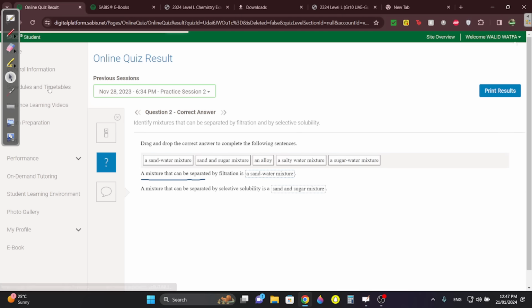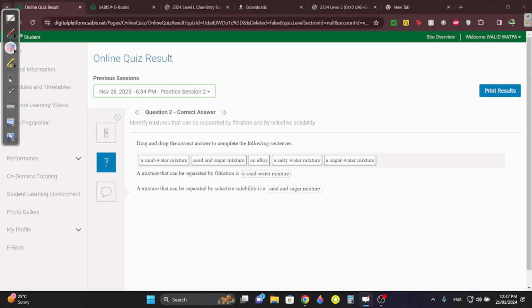Question 2, a mixture that can be separated by filtration is sand and water, because you know we can filter sand. And a mixture that can be separated by selective solubility is sand and sugar, because look, selective solubility means one of them dissolves in something but the other doesn't.